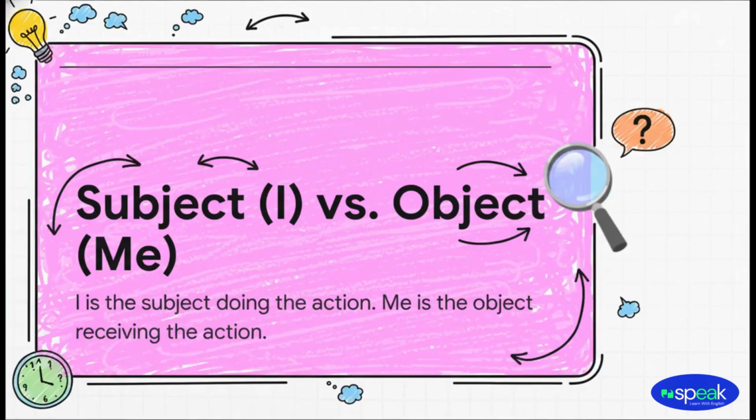And if you want to know the actual grammar rule behind the trick, here you go. I is always the subject, the person doing the action. Me is the object, the person receiving the action. And can you take a picture of me? You are doing the taking, so me is the object getting its picture taken. Simple as that.